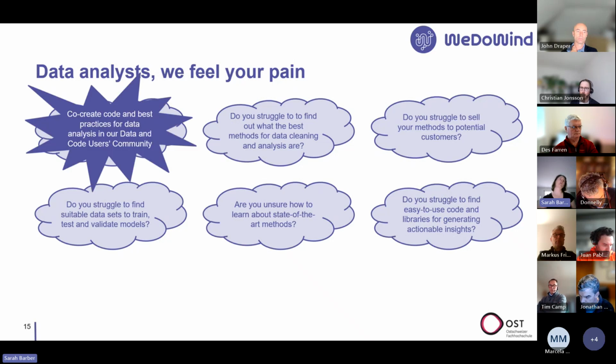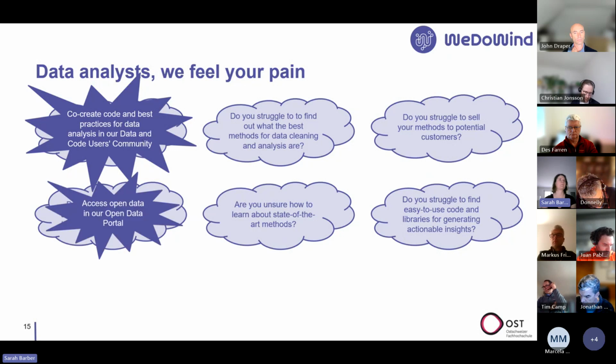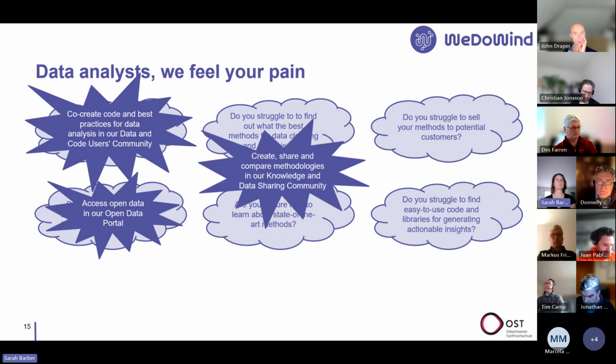And so WeDoWind is trying to help those pain points by co-creating code in this data and code users community, by actually making data available in an open data portal. We don't actually have a separate data portal at the moment. We just have links to existing ones, because developing your own open data portal is a very difficult, big job. So we're not actually doing that yet. We're just linking to external portals.